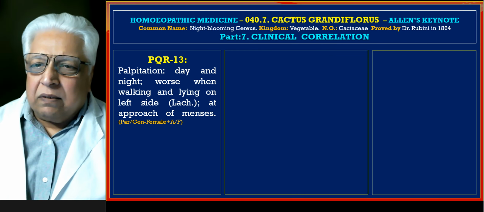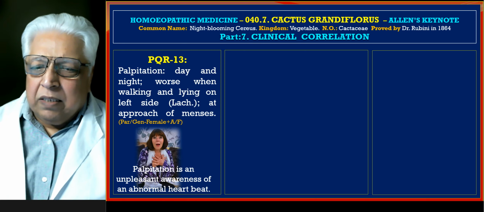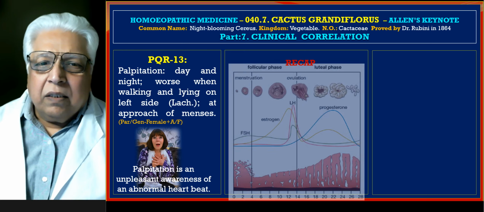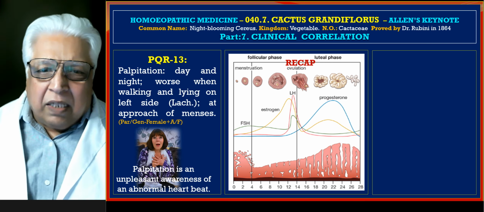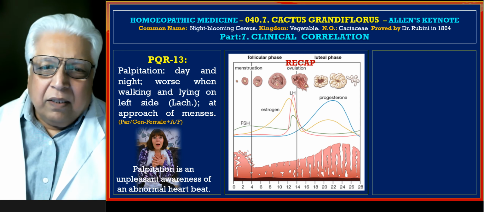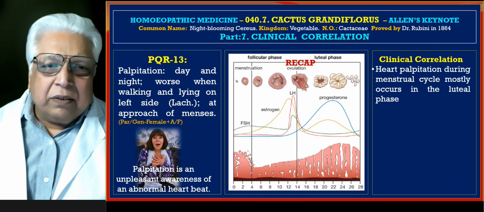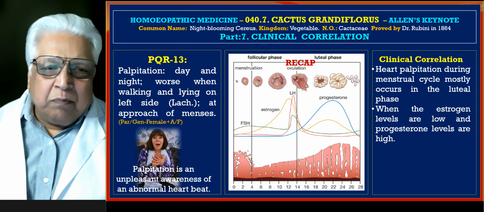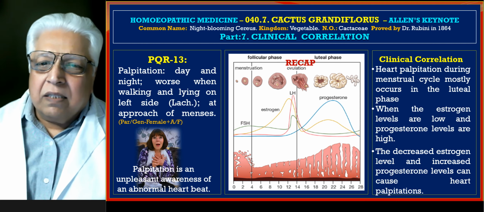PQR13 tells us about palpitations. Day and night, worse when walking and lying on left side, like Lachesis, at approach of menses. Palpitation is an unpleasant awareness of the abnormal heart beating. Recap. This is the menstrual cycle. We have estrogen phase and progesterone phase, and you will find in the mid of the period on the 14th day luteinizing hormone and ovulation takes place. So with these particular hormones at work, you will find cardiac palpitation during menstrual cycle, which mostly occurs during the luteal phase, when the estrogen levels are low and progesterone levels are high. The decreased estrogen level and increased progesterone level can cause palpitation.